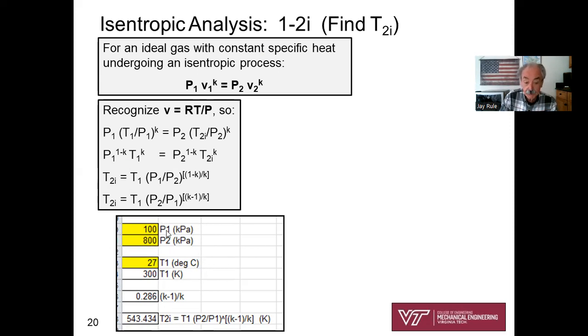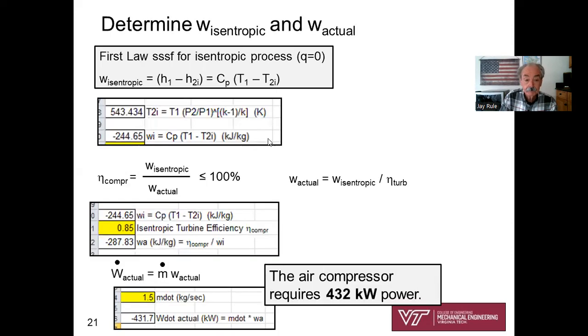I'm going to write P2 and P1 are given. T1 given 300 K. (K minus 1) over K is 0.286. Just do the algebra. Okay. Then do the algebra here with the calculator. T2I, plug and chug, 543.4 degrees K is T2 isentropic. Boom. All right, now we've got T2 isentropic.